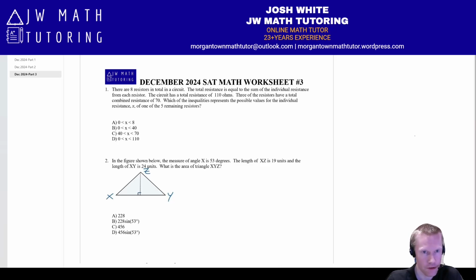3 of the resistors of the 8 have a total combined resistance of 70. So that means we've got 110 total. We take away the 70 for these 3. That means we have 40 total ohms left for 5 remaining resistors. So which of these inequalities represents the possible values for the individual resistance of one of these 5 resistors? All right. The correct answer is going to be letter B here.